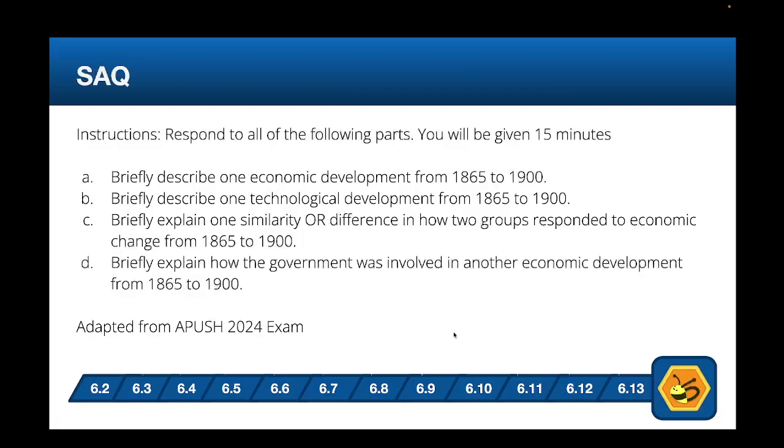You are given 15 minutes. Please respond to all the following parts. If it says describe, explain clearly. So briefly describe one economic development from 1865 to 1900. Briefly describe one technological development from 1865 to 1900. Briefly explain one similarity or difference in how two groups responded to economic change from 1865 to 1900. And briefly explain how the government was involved in another economic development from 1865 to 1900.